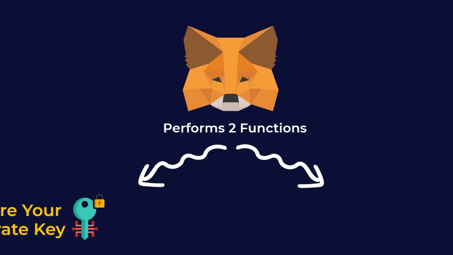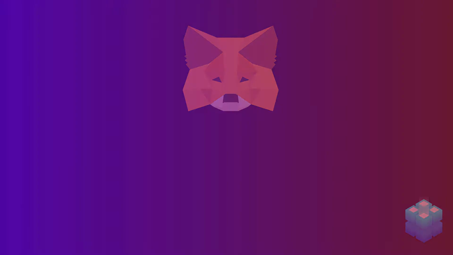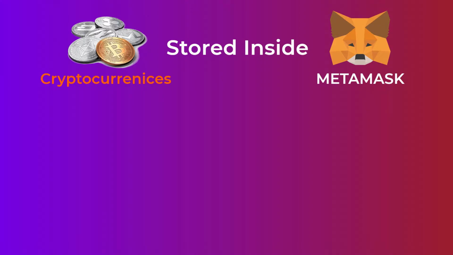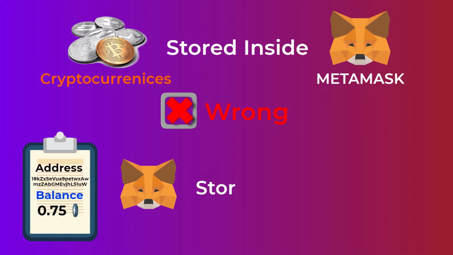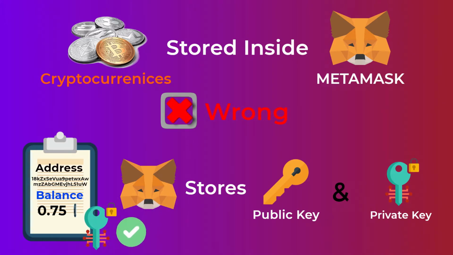First, it stores your private key, allowing you to store your crypto. A very common misunderstanding here is that many beginners think that cryptocurrencies are stored in MetaMask or in any other crypto wallet. This is totally wrong. A crypto wallet like MetaMask stores only your public key and your private key, and then uses your private key to sign and approve transactions.